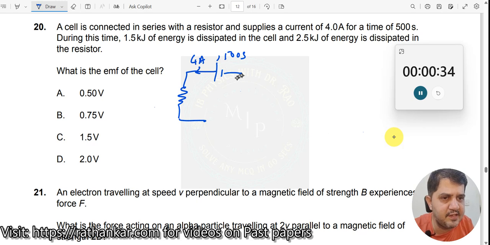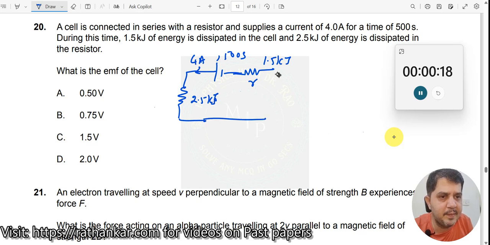Why should a cell dissipate energy? Because it has some internal resistance, right? Some internal resistance over here. 1.5 kilojoules is dissipated in the cell, and 2.5 kilojoules of energy is dissipated in the resistor. Here it is 2.5 kilojoules. Let me complete the circuit.